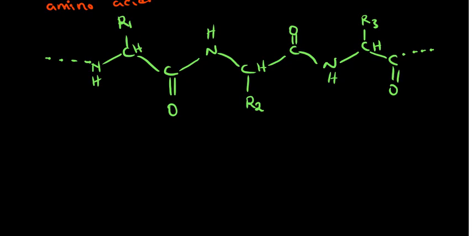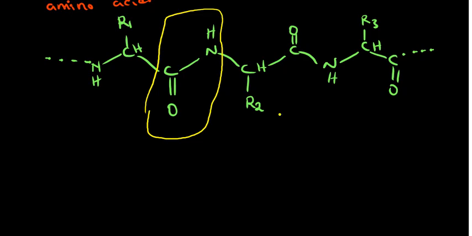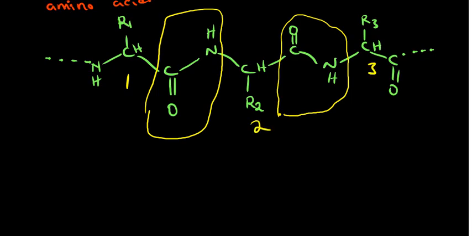So let's see now the peptide bonds in this structure. So we have this one here. This is a peptide bond. Another one. This is a peptide bond also. So here, since we have 1, 2, and 3 amino acids, we have 3 amino acids.